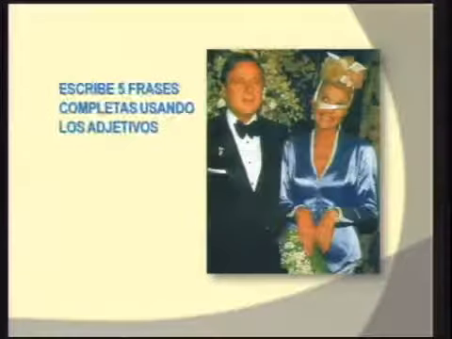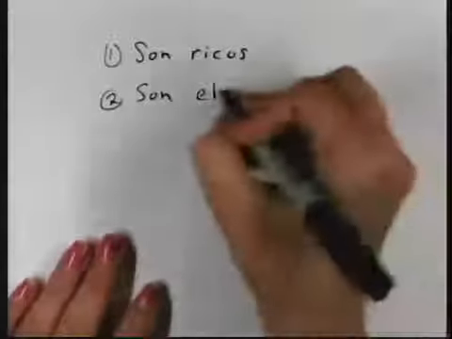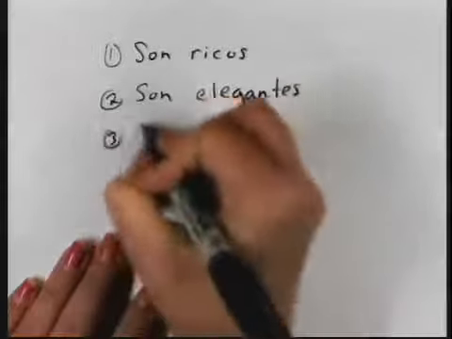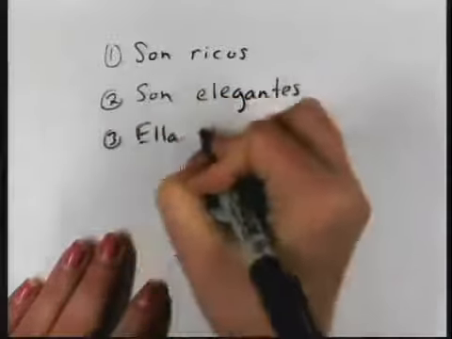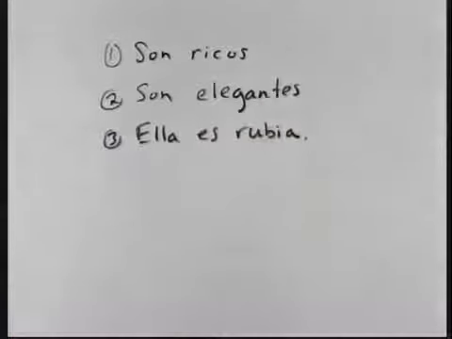Okay. 3 maneras de describir esta pareja. 3 ways to describe this couple is 1. Son ricos, ¿no? Son ricos. Son elegantes. Son ricos, son elegantes. Ella es rubia. What did you come up with? Did you come up with some other sentences?